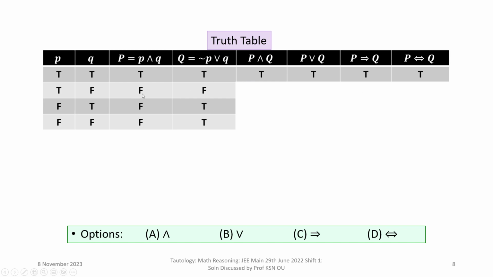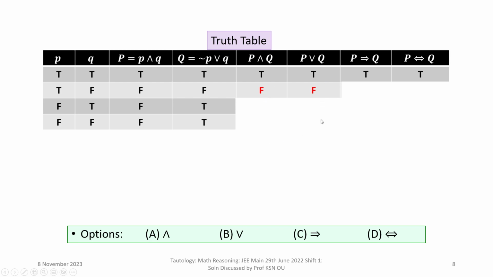Now capital P, F and F. F and F is F. F or F is F. So it is F and F. We stop here. And P and Q is not a tautology. If it is a tautology, you must get the truth values, all of them to be true, T only. But we got an F. Therefore, it's not a tautology.